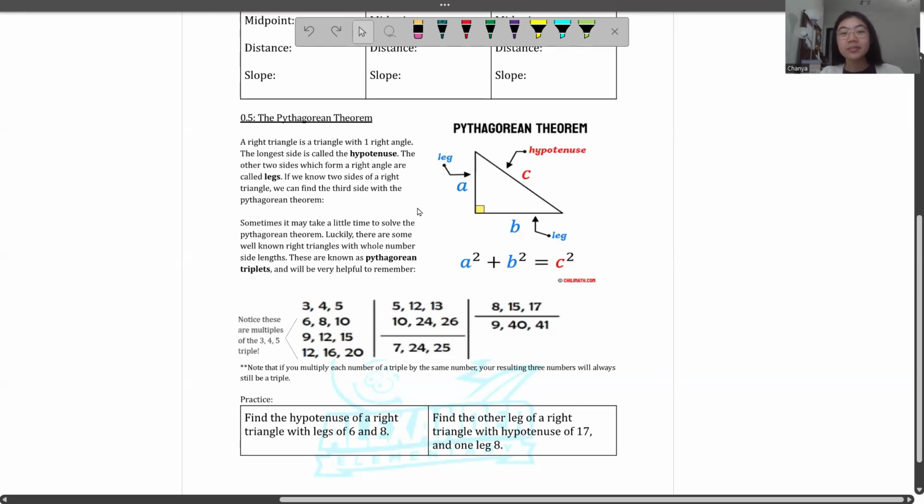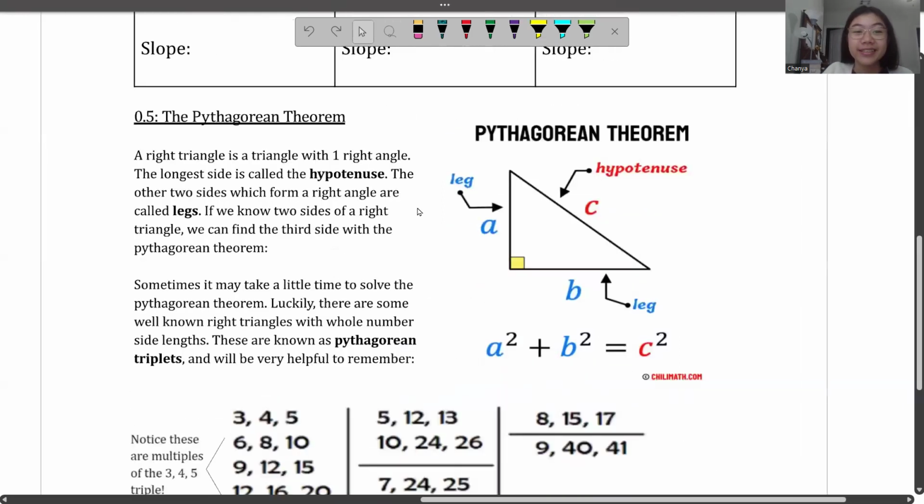So today we will be talking about the Pythagorean theorem. So let's just jump in and get started.